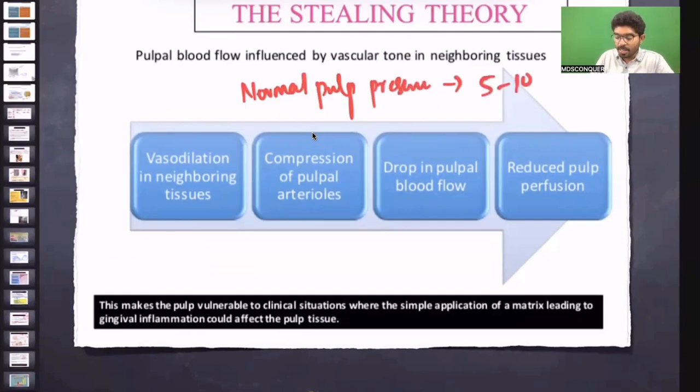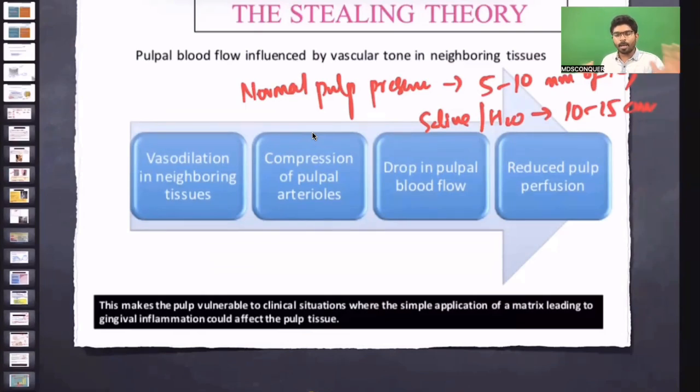Yes, normal pulp pressure is 5 to 10 millimeters of Hg. If they're asking about Hg, fine. If they're asking saline or water, what is your answer? Then your answer is 10 to 15 centimeters of saline or water. Whenever there is an increase in the pulpal pressure, remember the pulp is a closed encapsulated cavity, closed by dentin from all sides, so it's going to cause pain.